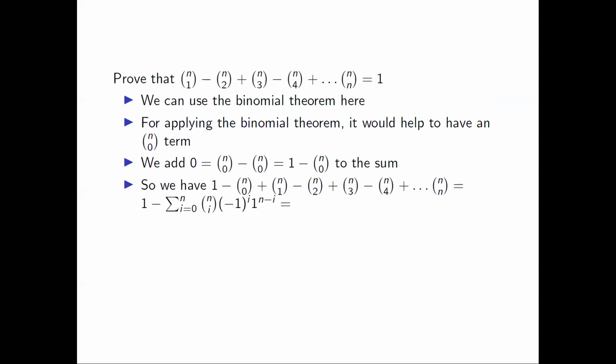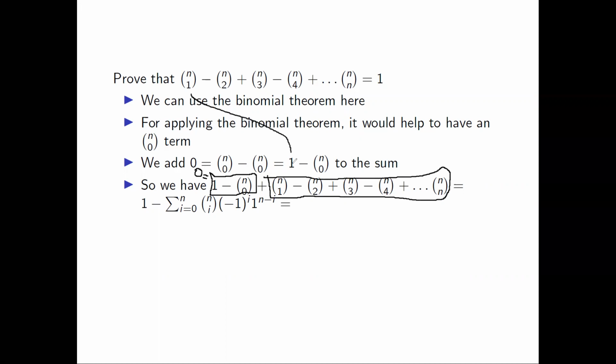So the sum that we're trying to evaluate is equal to 1 minus n choose 0 plus n choose 1 minus n choose 2 plus n choose 3 minus n choose 4, all the way up to n choose n. So that's the same as the sum at the top because I just added 0 to it, 0 in the form of 1 minus n choose 0. I might even annotate that. So this box here is just 0, just adding 0. And then this sum here, that's the one at the top.